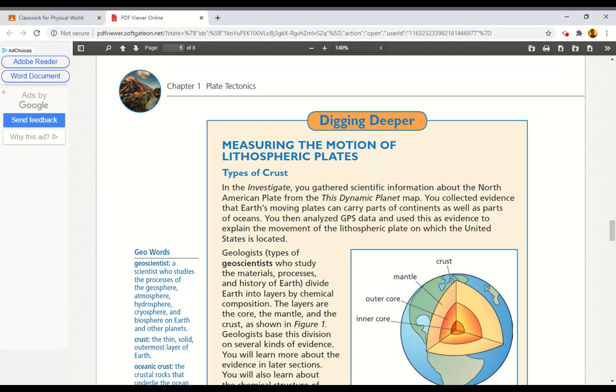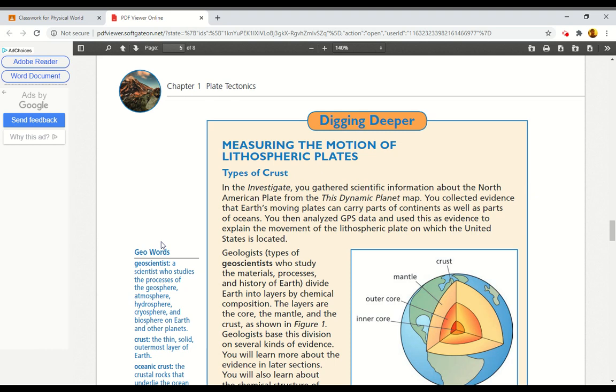Types of Crust. In the Investigate, you gathered scientific information about the North American plate from the This Dynamic Planet map. You collected evidence that Earth's moving plates can carry parts of continents as well as parts of oceans. You then analyzed GPS data and used this as evidence to explain the movement of the lithospheric plate on which the United States is located.